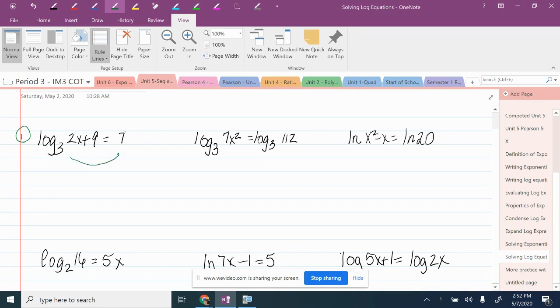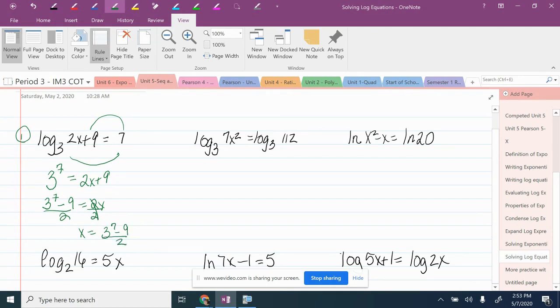What we do is we rewrite this as an exponential. So I would start with my base, go get my exponent, and then set it equal to my argument. And then we are going to solve for x. So this would be 3 to the 7th subtract 9 is the same as 2x. We would divide both sides by 2. So x is equal to 3 to the 7th subtract 9 divided by 2.